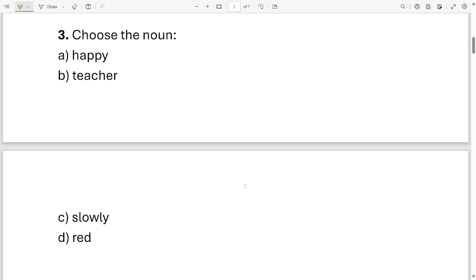Choose the noun. Here you have been given 4 words. You have to identify which one of them is a noun. Your options are happy, teacher, slowly, read. These are the 4 options. Which one is a noun? It is option B. Teacher is a noun.